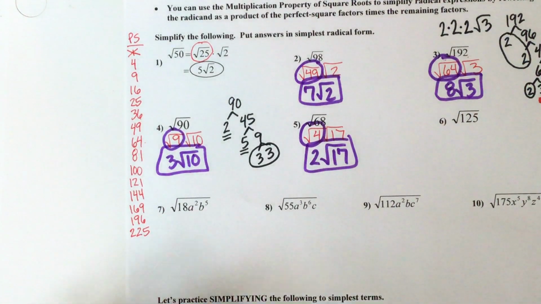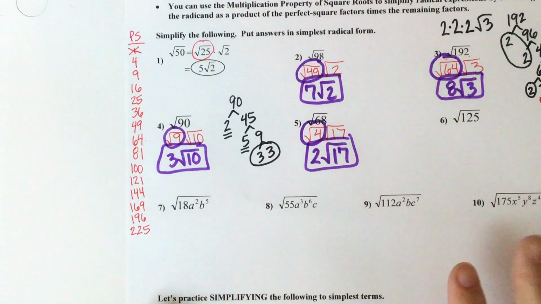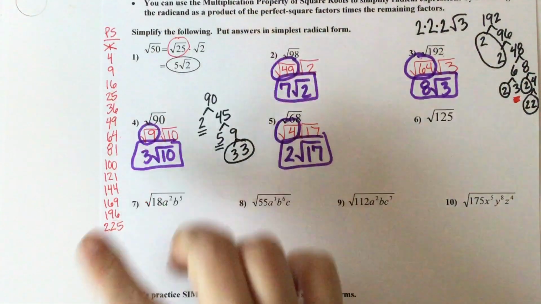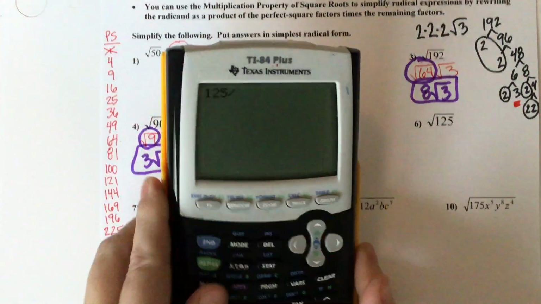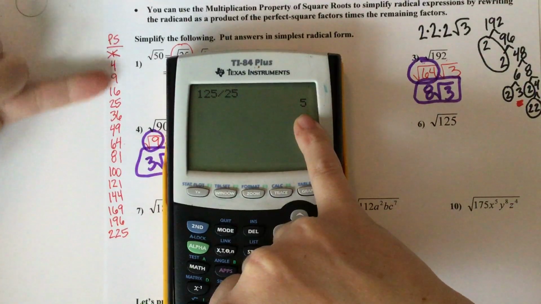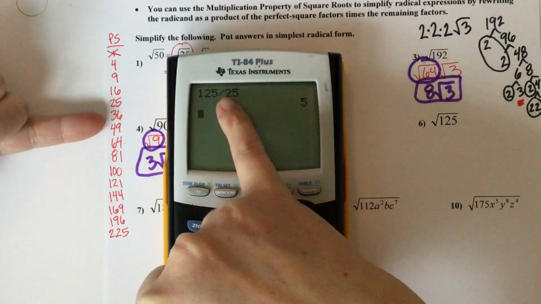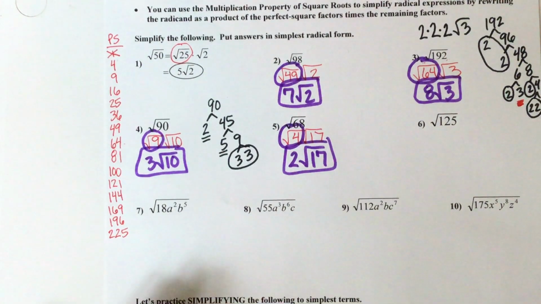Okay, let's look at example 6. I'm trying to take the square root of 125. Any guesses about which of these perfect squares might go into it? How about 25? And that's it. 5 can't be divided by any of these perfect squares. So that's it. 25 goes in there 5 times.